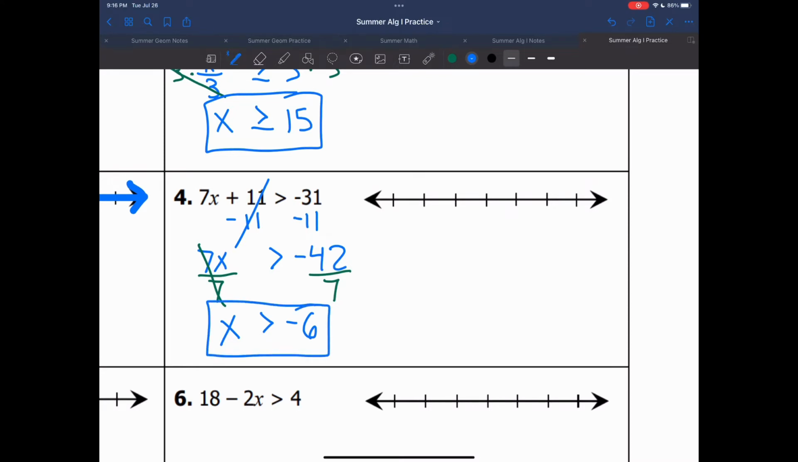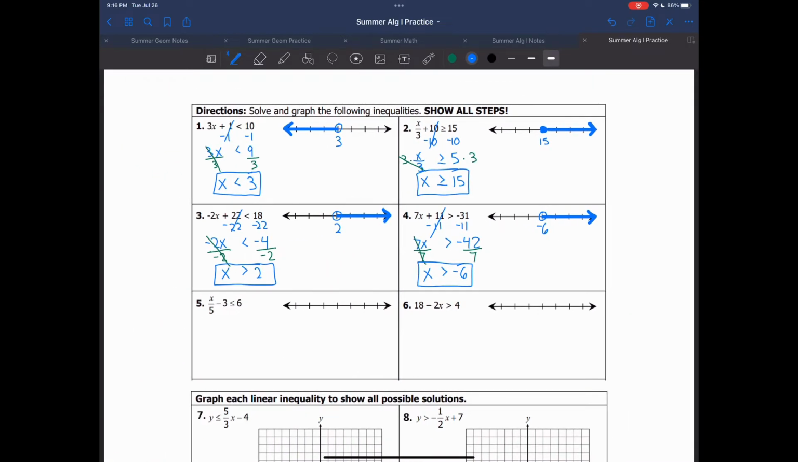Okay, let's go graph that. Here's my negative 6. It's going to be another open circle, and x is greater than that number, so we're going to shade everything to the right. Okay, number 5.